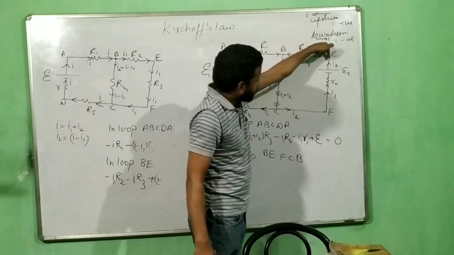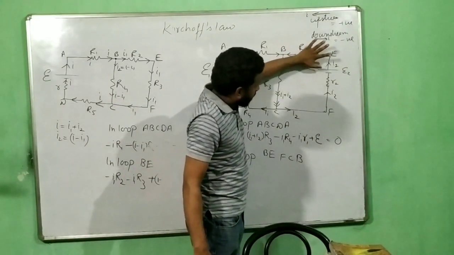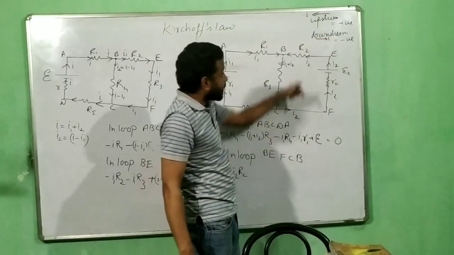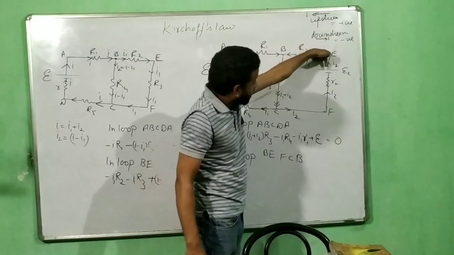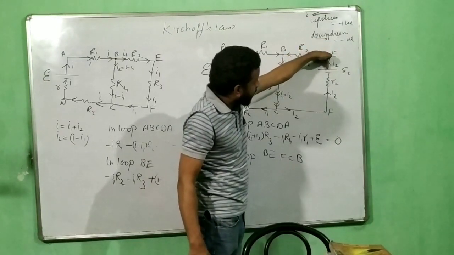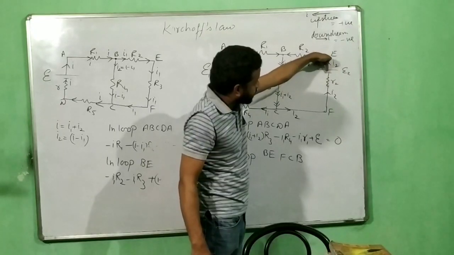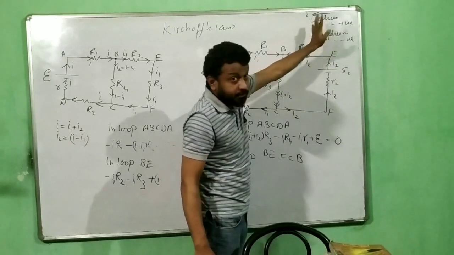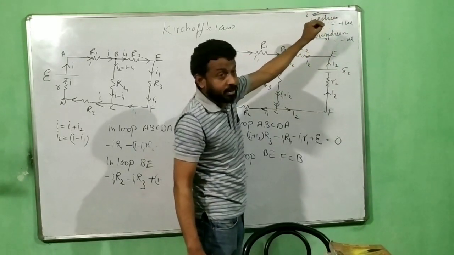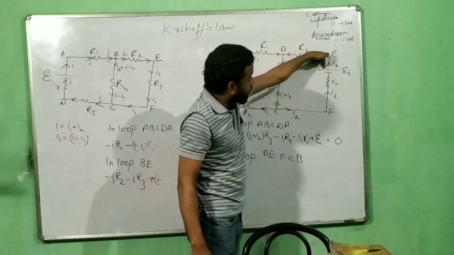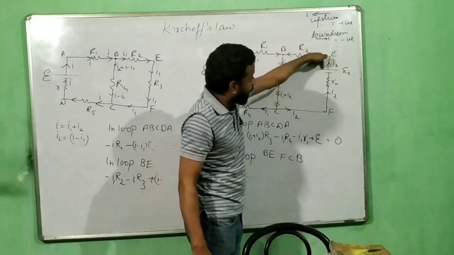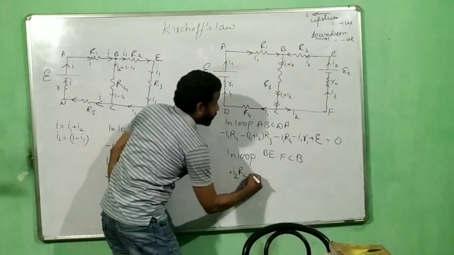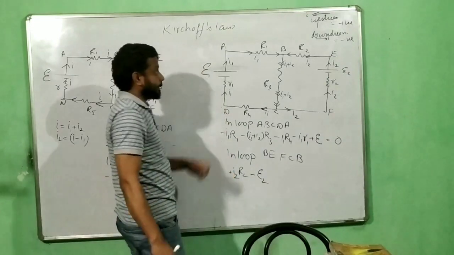Now look here, this is the direction of current, but hang on, you are going to cross a battery. Now you are going from E to F, from high potential to low potential. Look at the battery, don't look at I2. For a battery, never look at the current. Look at how you are crossing the battery. You are crossing from high to low, downstream. So minus E2.